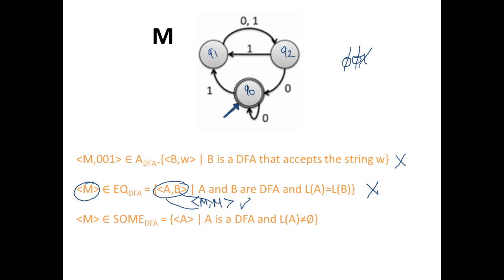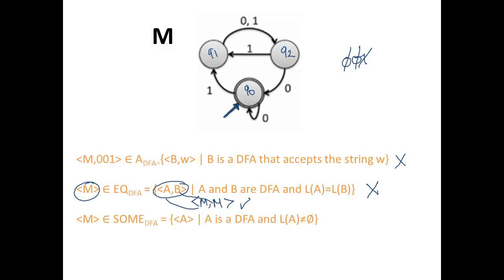Last statement: the description of M is an element of the language SOMEDFA. What's the language SOMEDFA? It's a set of strings that are a description of a DFA, and its language is not empty. To decide if M is an element of SOMEDFA, we just need to find out if M is a DFA. It is. We already said that. And the language of M is not empty.